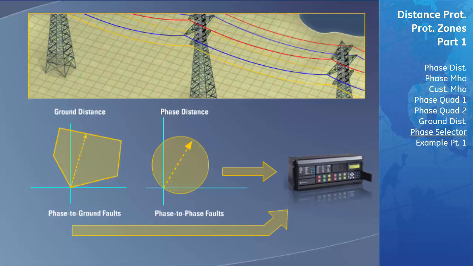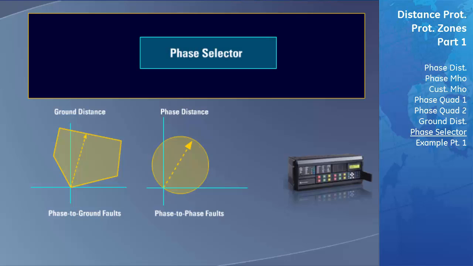To overcome this issue, the D60 has some additional internal logic that can detect whether the fault that occurred is a phase-to-phase fault or a phase-to-ground fault. This logic is known as the phase selector.